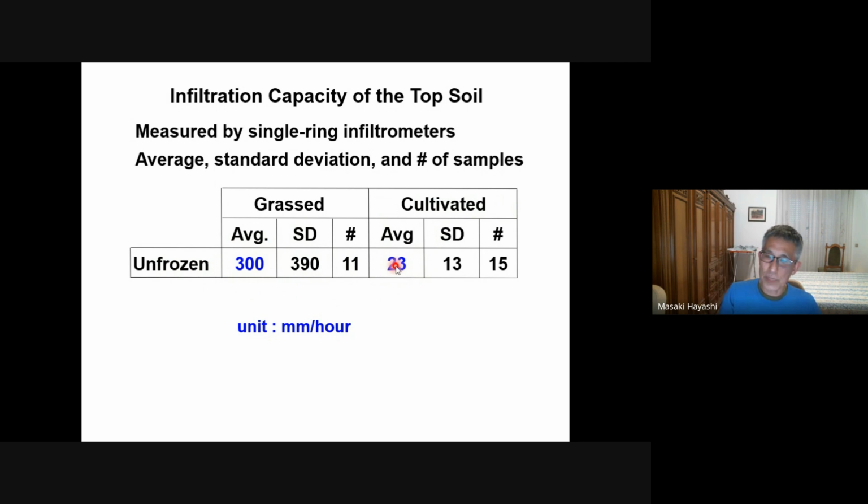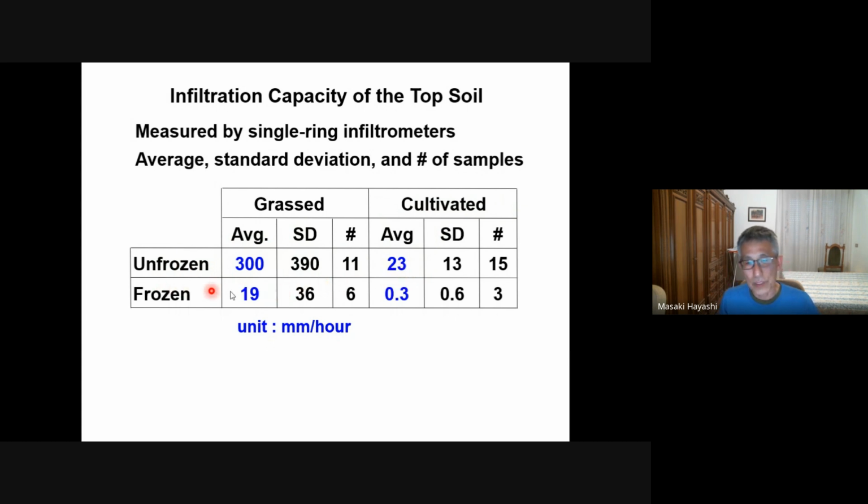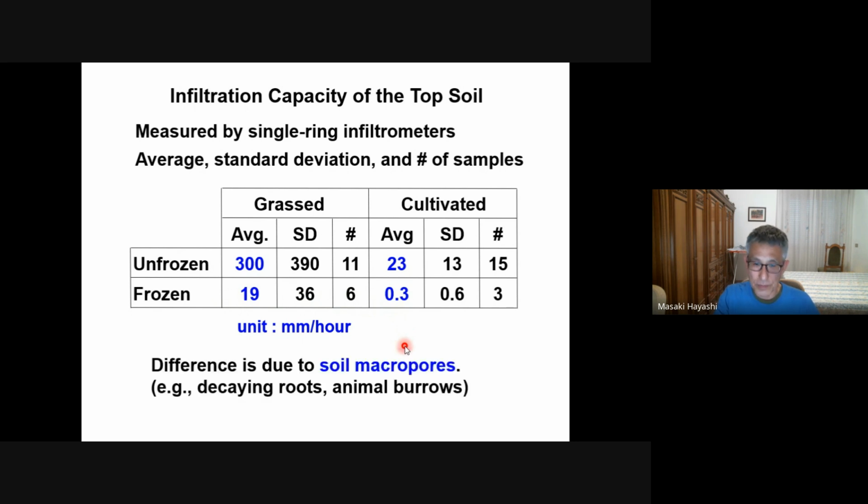In the summer, there's not much runoff because this is high enough infiltration capacity, but in winter, when the ground is frozen, grassed soil still has high enough infiltration capacity. So the snowmelt can infiltrate in the grassed field, but not in the cultivated field because it's so low. So the cultivated field generates a lot more runoff than the grassed field when the soil is frozen. That was the primary reason why the runoff generation stopped in the grassed catchment as a result of the intervention.